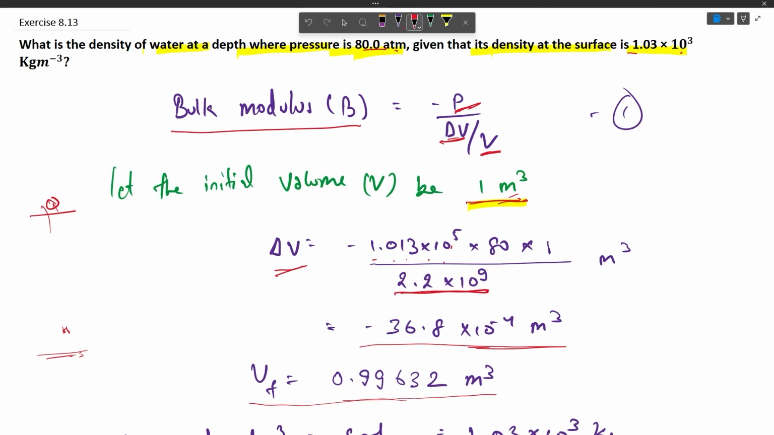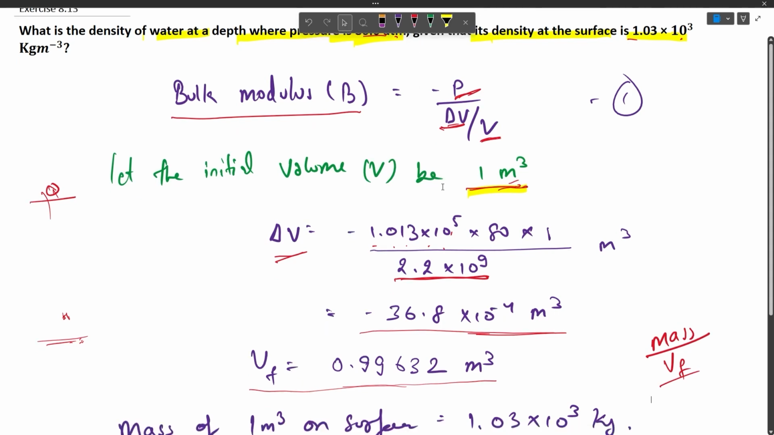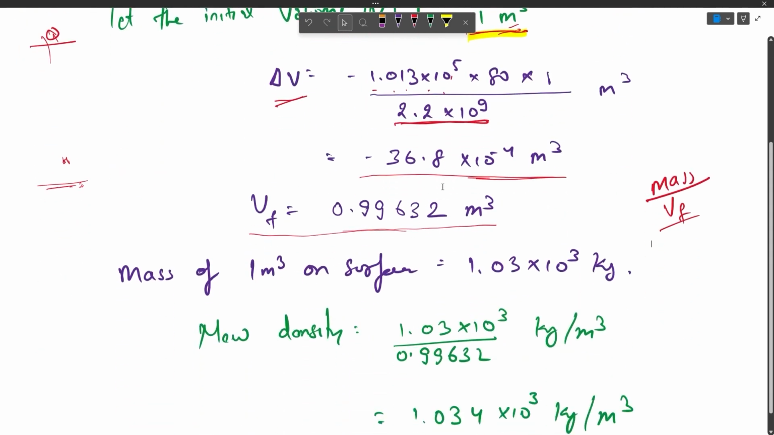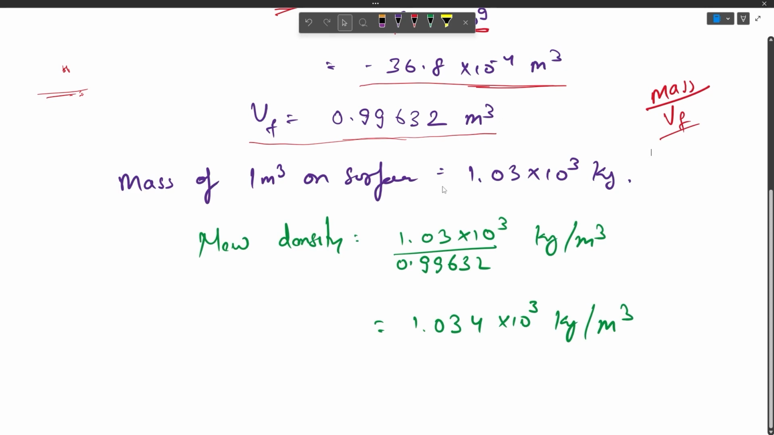Since we know that the mass has remained same and the volume has contracted, the new density is going to be mass over volume, the mass being the previous one and the volume being the final, new one. Upon division we get the final density of water as 1.034 into 10 to the power 3 kg per meter cube. Thank you.